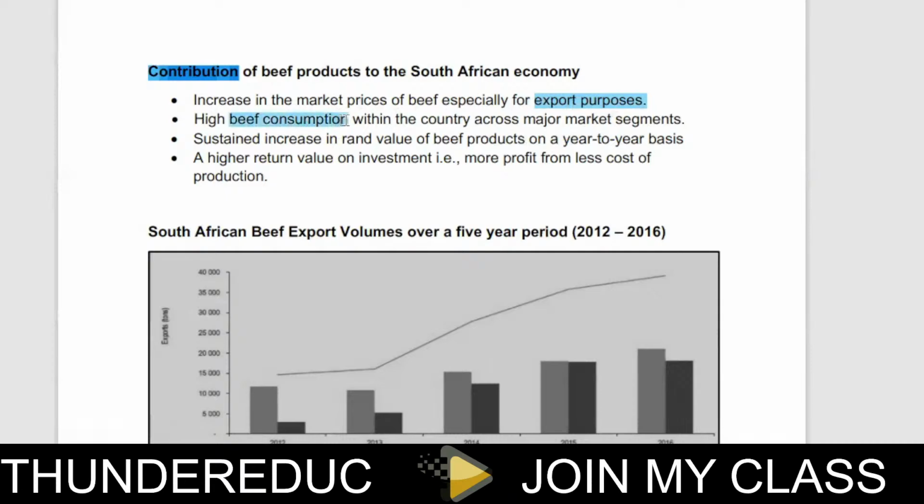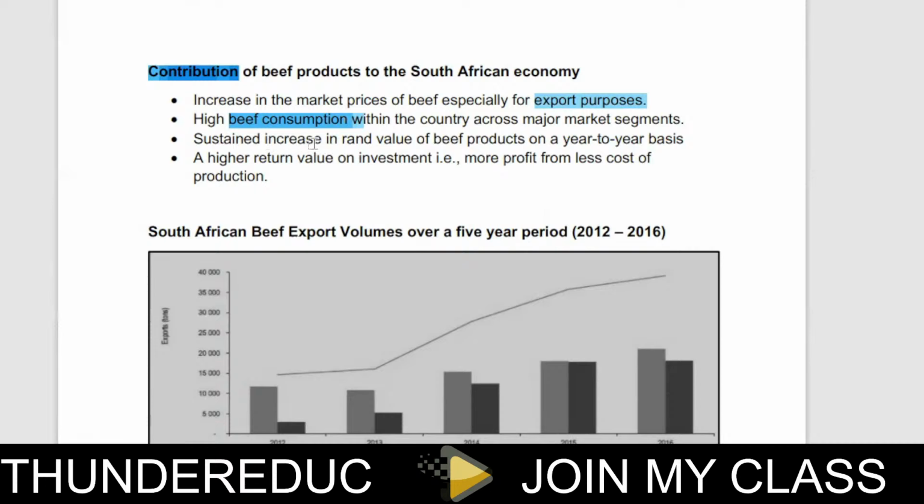Beef is a very important aspect, or it is very important in our economy, or in South Africa's economy, because if beef is available, it's a source of food. So beef production contributes to food security in the country. Okay. Another one is sustained increase in rand value because of the continuous exporting of beef product.